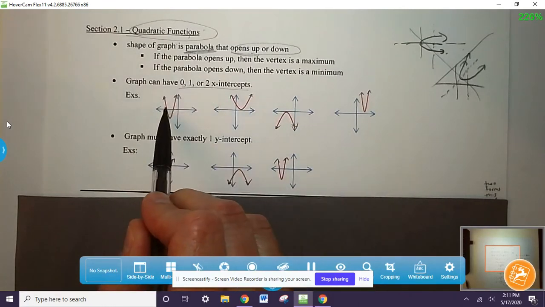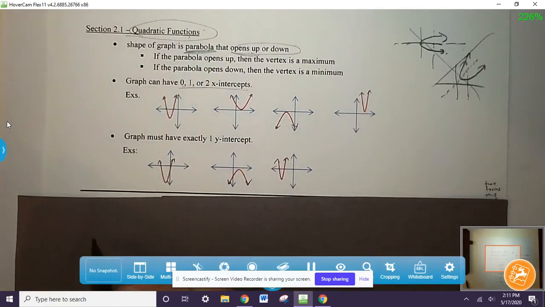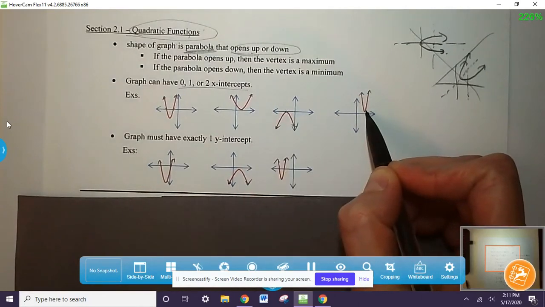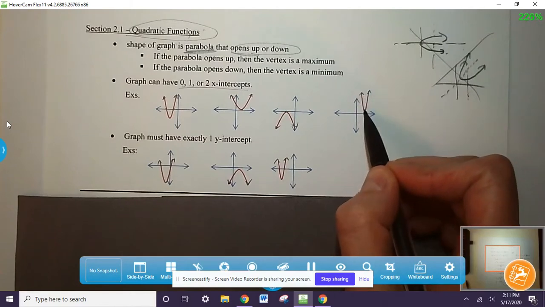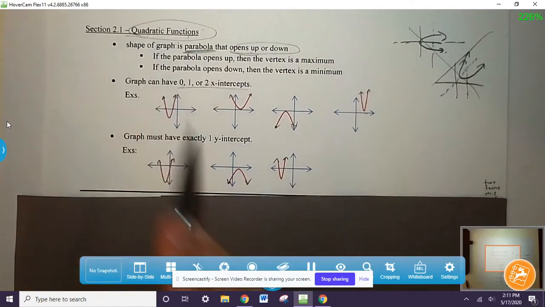Most have 2 x-intercepts, but if the vertex is on the x-axis, you'll have 1 x-intercept, like this one, like this one. And some graphs have no x-intercepts. So this one opens up and it's above the x-axis, so it never touches the x-axis, and it has no x-intercepts. All of these graphs of quadratic functions, however, must have exactly 1 y-intercept.